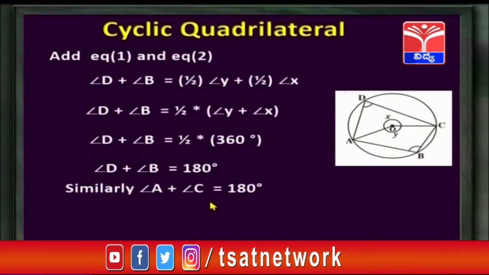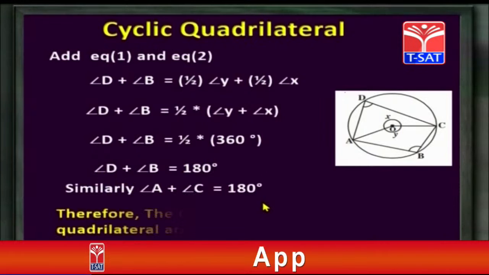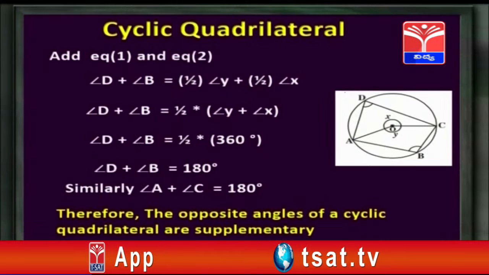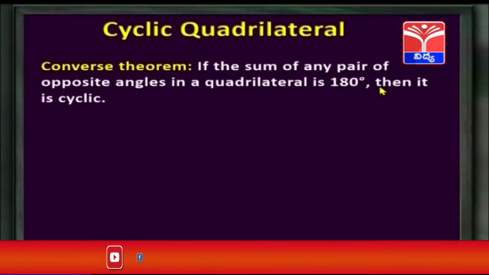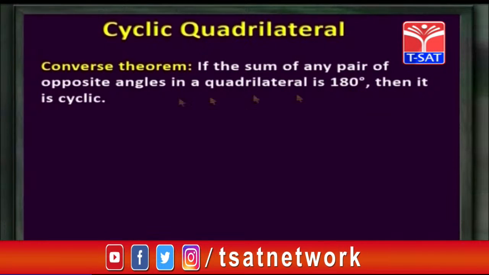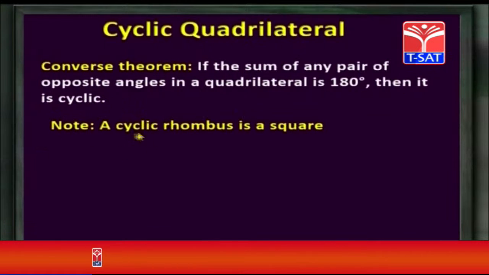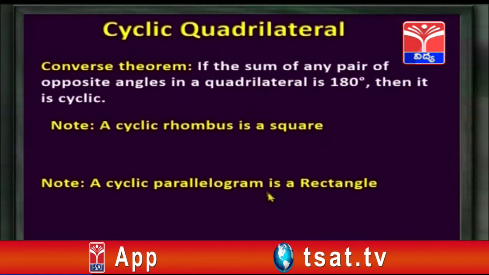Similarly angle A plus angle C is equal to 180 degrees. So therefore we can say the opposite angles of a cyclic quadrilateral are supplementary. If the sum of any pair of opposite angles in a quadrilateral is 180 degrees, then it is cyclic. So let us take one note here. A cyclic rhombus is a square. A cyclic parallelogram is a rectangle.